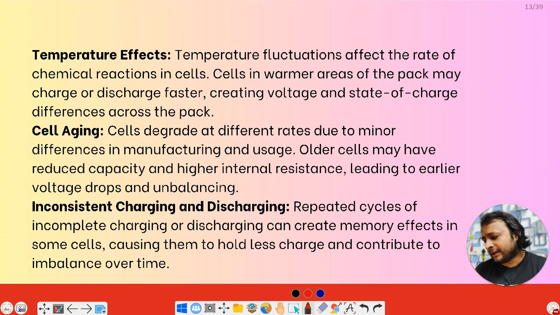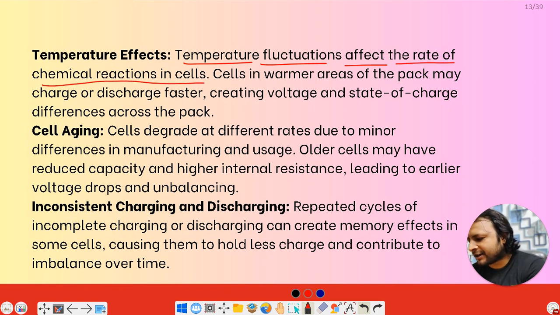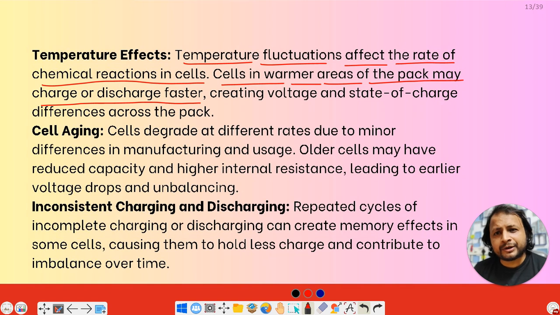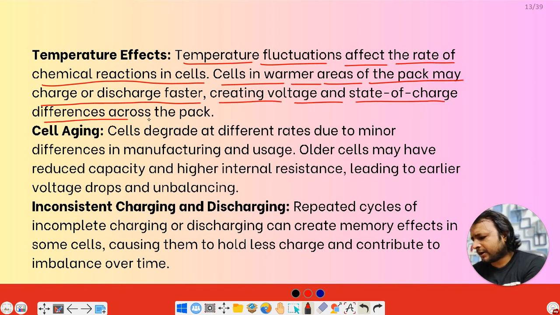And the next one is what? The temperature effect. As I told you, temperature fluctuations affect the rate of chemical reactions in cell. So rate of reaction अगर तेज होगा, so what will happen if rate of reaction is increasing? So charging discharging time may be different. And cells in warmer areas of the pack may be charged or discharged faster. टेम्परेचर बढ़ेगा, मॉलिक्यूलर एजिटेशन बढ़ेगा, तो चार्जिंग डिस्चार्जिंग में भी डिफरेंट, अब फास्टर हो जाएगा. And creating voltage and state of charge difference across the pack. So that is what, creating the imbalance.